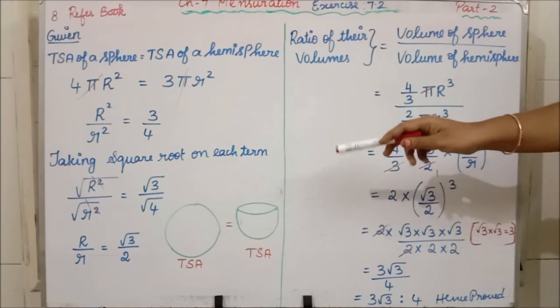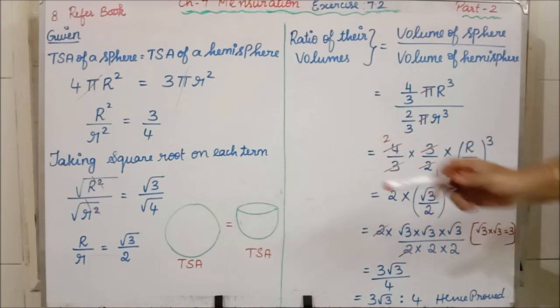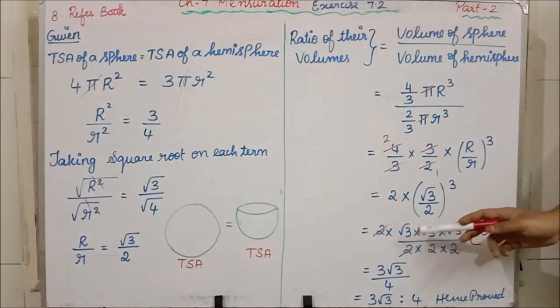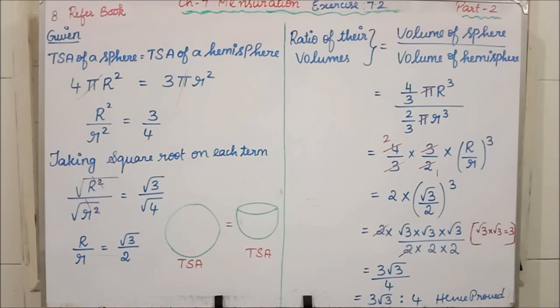Capital R by small r is what? Root 3 by 2. So, instead of capital R by small r, I am writing root 3 by 2. Outside that cube I have written. Clear? So 2 into root 3 cube means what? Root 3 into root 3 into root 3. 3 times we have to write root 3 divided by.